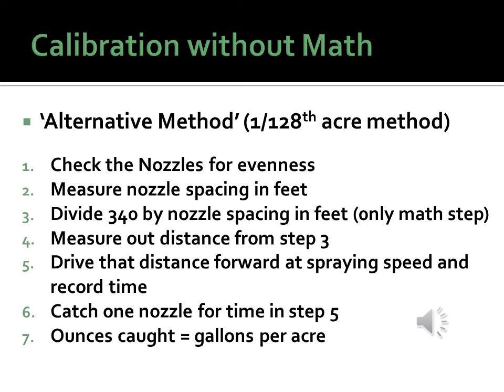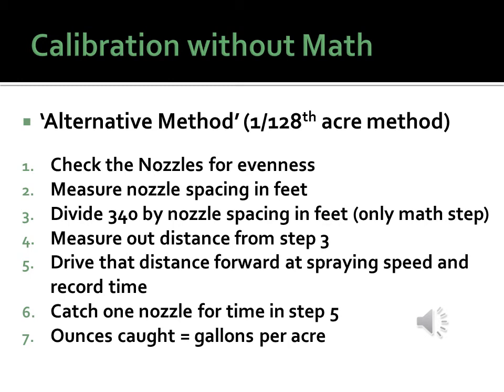Number two, measure that nozzle spacing in feet. Take a tape measure, measure the distance. If you come up with 24 inches, it's 2 feet. If you come up with 18 inches, it's a foot and a half. We're measuring it in feet. Step three, divide 340 by the nozzle spacing in feet. So if we did have 18 inches, which is 1.5, we're going to divide 1.5 into 340. Step four, we're going to measure out the distance from step three.